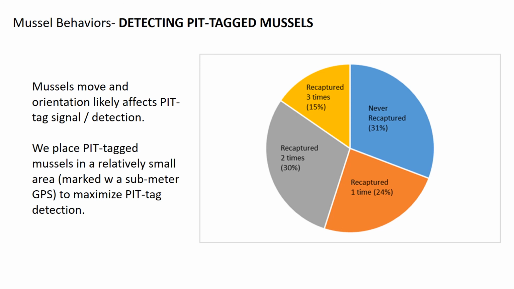And so it's difficult to recapture these pit tag mussels, and so one of the mitigative measures that we use now is that when we pit tag mussels, we put them in a fairly small localized area. We mark it with our sub-meter GPS, so that we know we're getting back to the same area, and we believe that this is going to maximize our ability to recapture mussels.